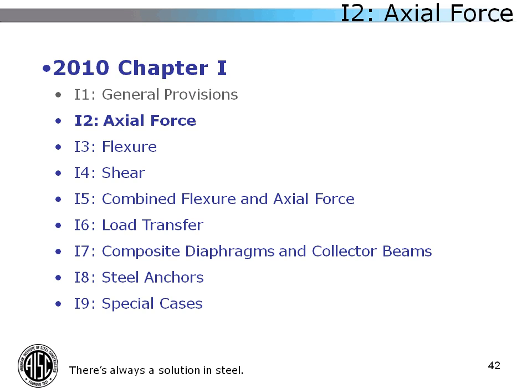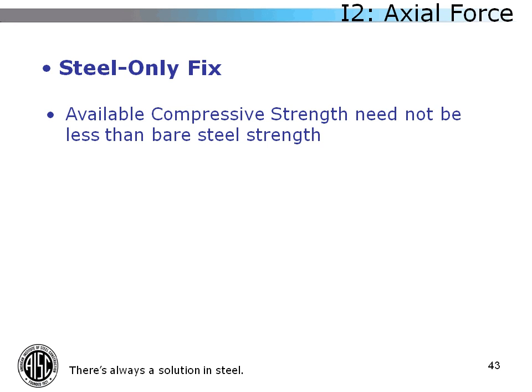So this takes us to section I-2 on axial force. And the first thing that was done in axial force is to implement the steel-only fix. And what I mean by that is in the 2005 specification, people noticed that if you had a stocky tube member and you filled it with concrete, you could actually calculate the compressive strength to be lower for the composite member than the member prior to you filling it with concrete. This obviously makes no physical sense, and that was not the intent.